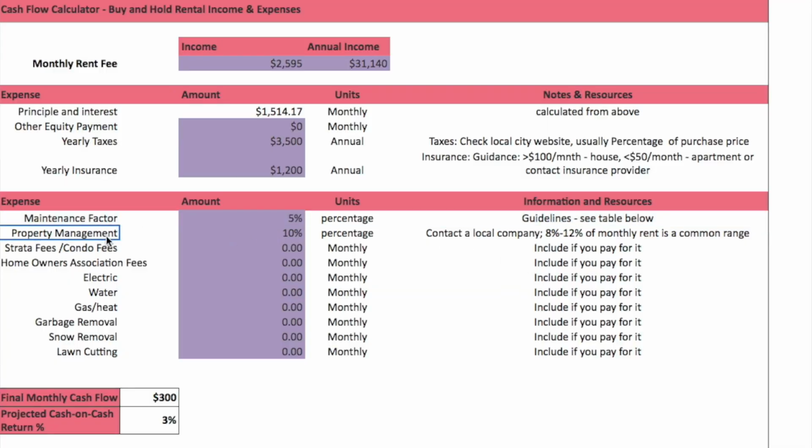Okay, so that's the rule of thumb I put in. Then property management. Now, if you're looking to self-manage the property, then you don't need to put in a percentage. Then it's zero. But if you're looking to get a property manager in the near future, then you could plop that in just so that you can budget just in case you do have to get this property managed.